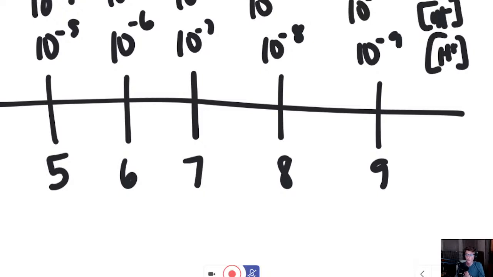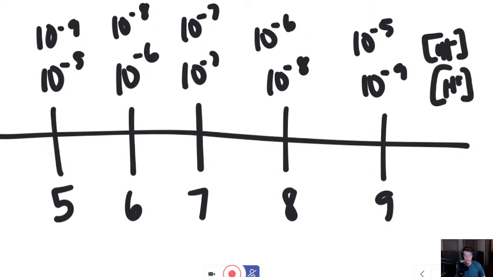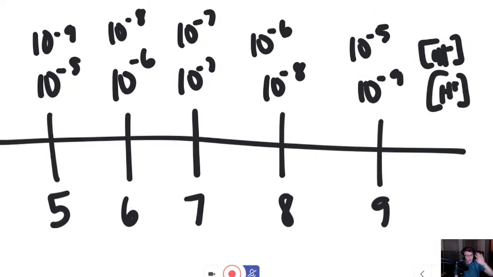Remember, these have to multiply to 10 to the negative 14 because it's the H plus and OH minus concentration. And keep in mind, everything I'm teaching you here is on the pH scale, but this would hold true for pOH, pKa, and pKb. It's all the same. It does not matter which scale we're talking about. So what happened to these concentrations as we moved from one place to another?